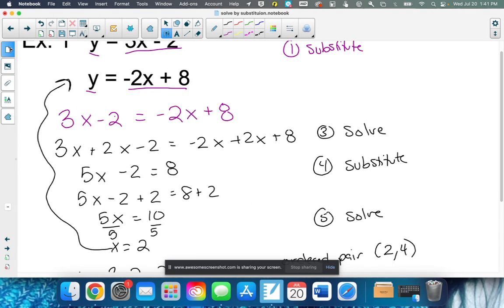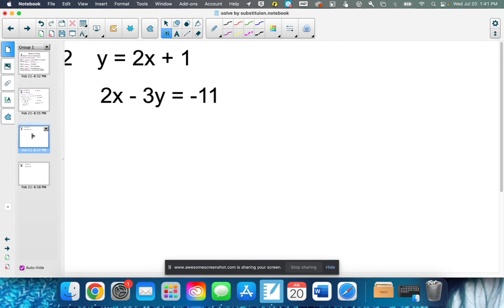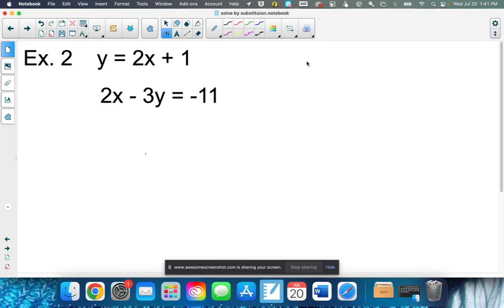All right, so let's try another. Hopefully that helps as far as the steps go. All right, so same thing. First step is to substitute. Now in this case, only one equation is solved for a variable.